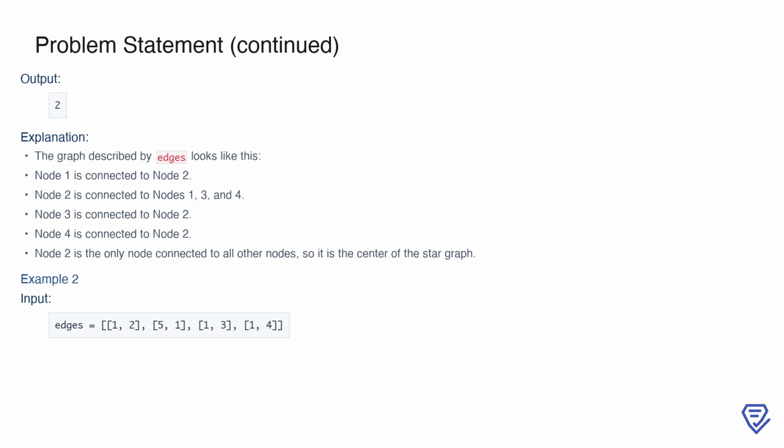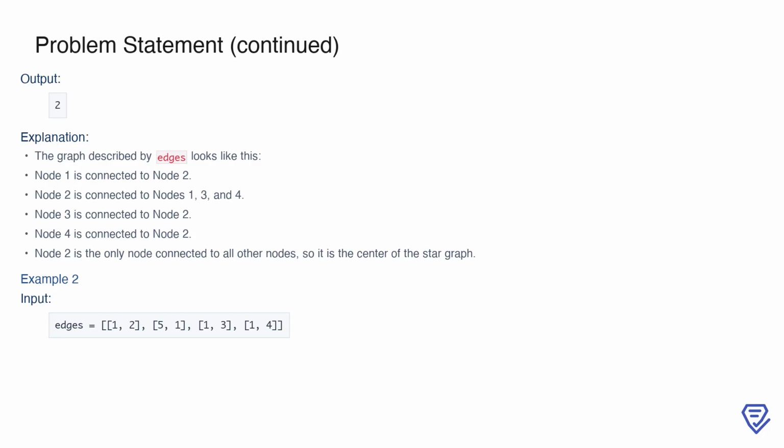Suppose we are given the input edges equals [[1,2],[2,3],[4,2]]. These edges describe a graph where node 1 is connected to node 2, node 2 is connected to nodes 1, 3, and 4, and node 4 is connected to node 2. In this graph, node 2 is the only node that connects directly to all other nodes, making it the center of the star graph. Therefore, the output in this case would be 2.